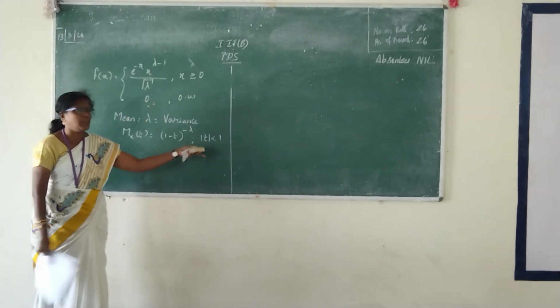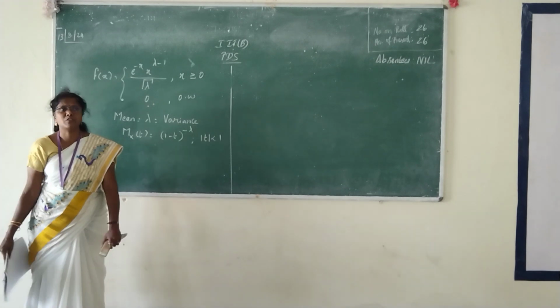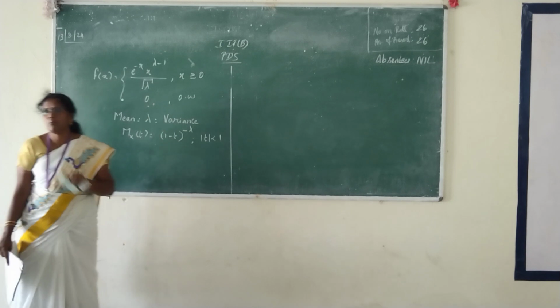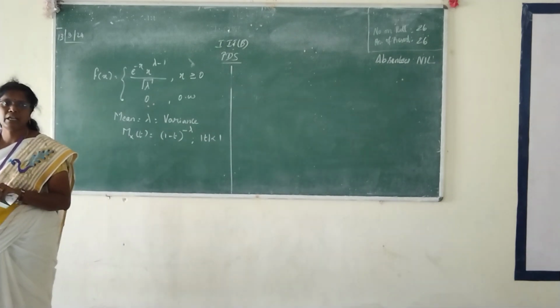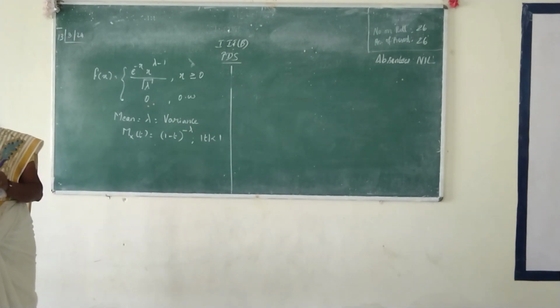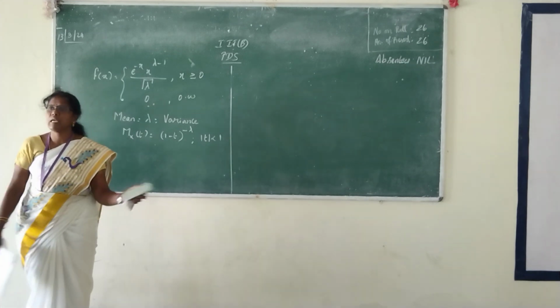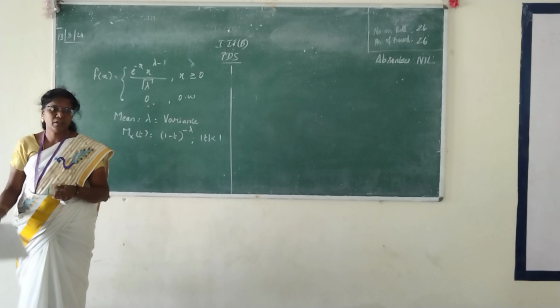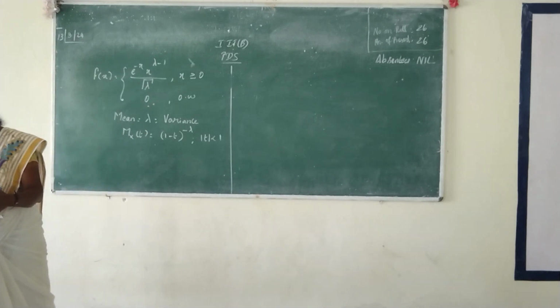Actually, that is the condition for a binomial. For any binomial expansion, the variable should be less than 1. Then the binomial expansion is valid. Otherwise, you can't apply the binomial expansion. So, what is the MGF? (1 minus t) the whole power minus lambda. Okay, so write down a note.